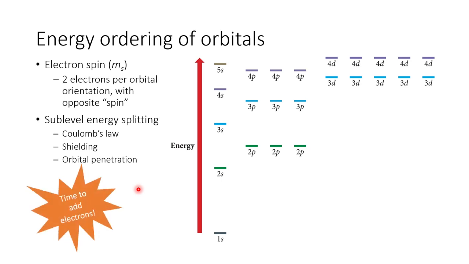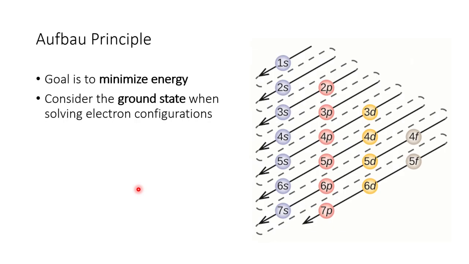Now that we've figured all of this out, it's finally time to start adding electrons. We like to use what is called the Aufbau principle. Its goal is to minimize the energy, and it is a German word meaning to build up. What this means is that you must consider the ground state when solving configurations.